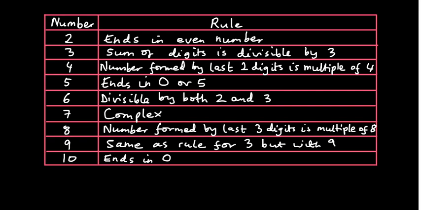Okay, so we've done 8, we've done 9, and then divisibility by 10, I think that's the easiest one out of all of them. So if a number ends in 0, then it would be divisible by 10. And there you have it. That's how you determine if a number is divisible by these numbers.